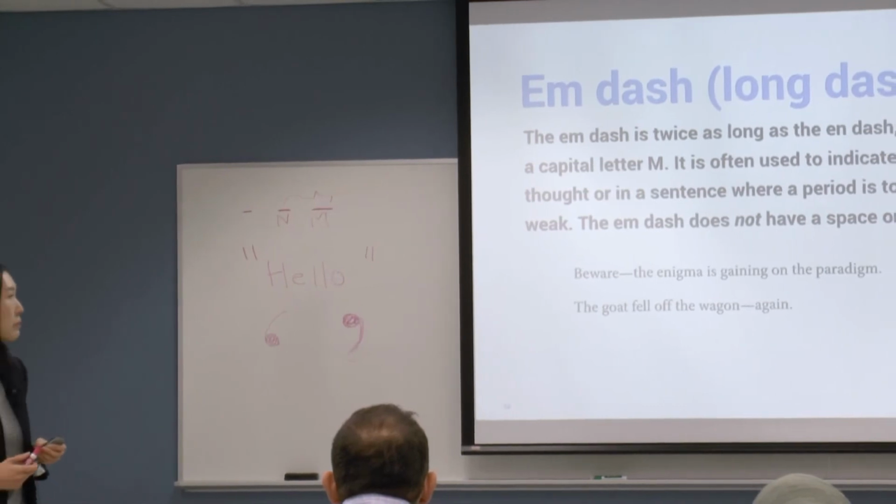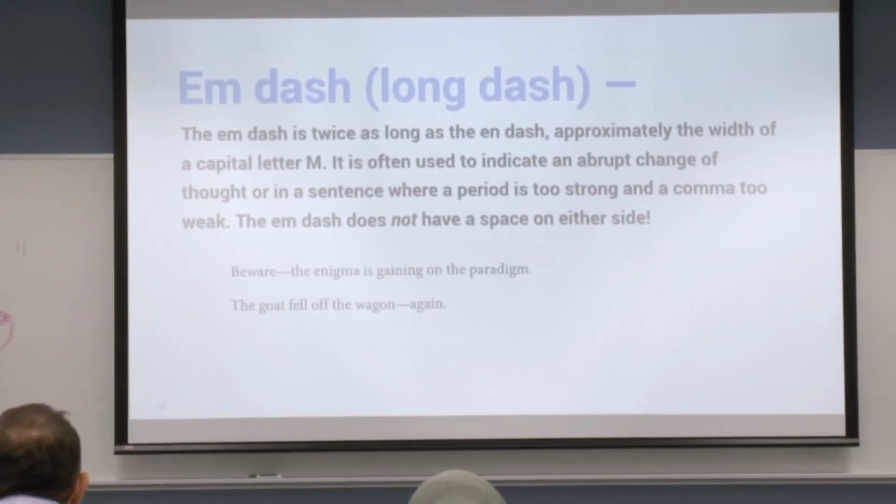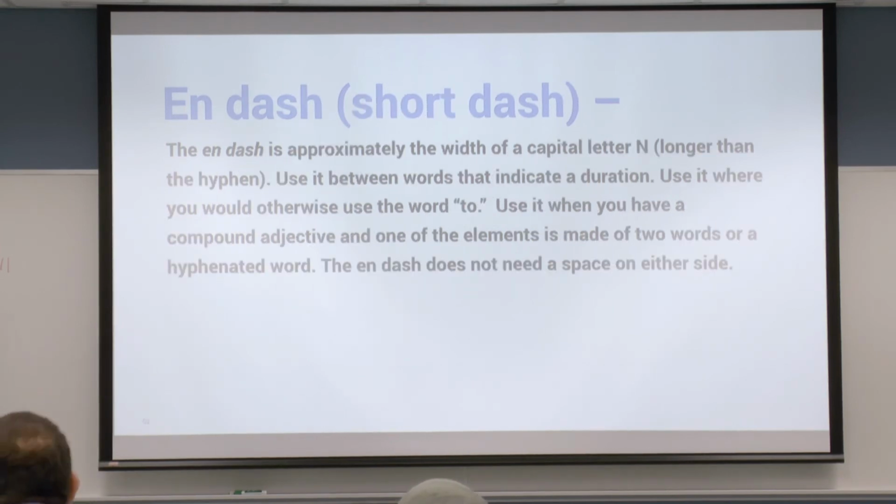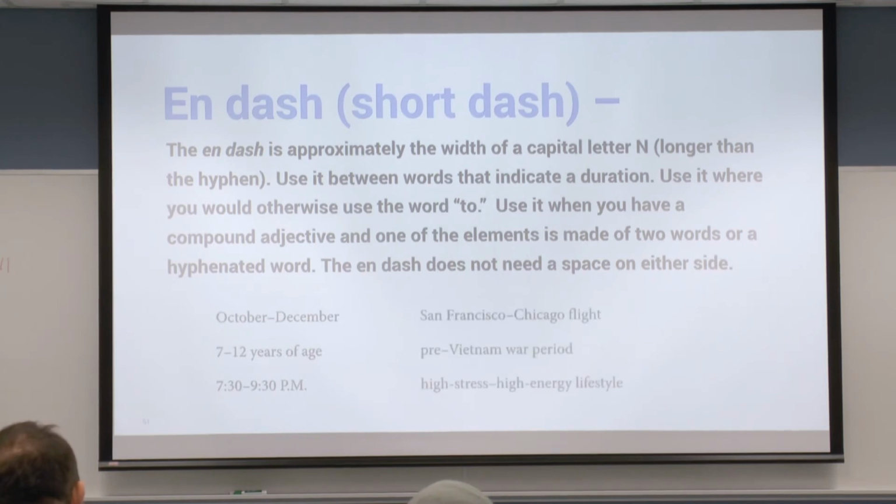We see examples like this: the goat fell off the wagon again. You use this dash when a period, in terms of how you want to communicate that sentence, is too strong, you don't want a different sentence, but a comma might be too weak. So this might be a proper way. Should the M dash ever have a space on either side? You don't need it for either.